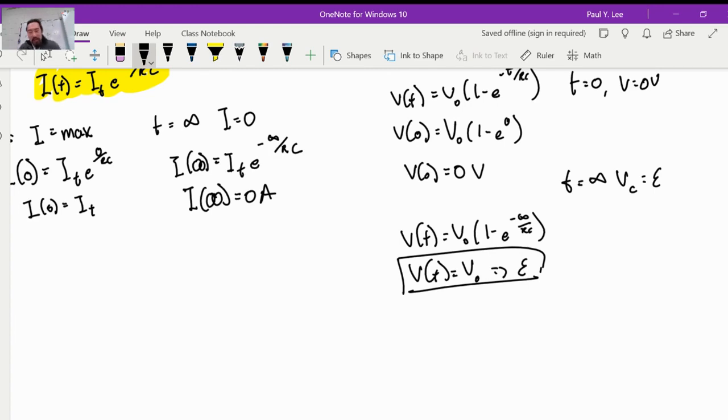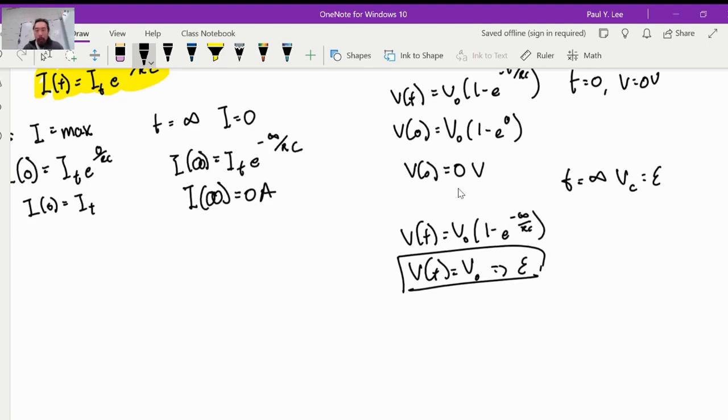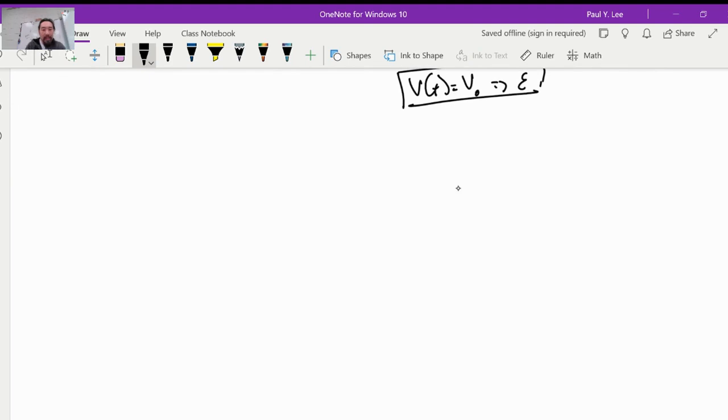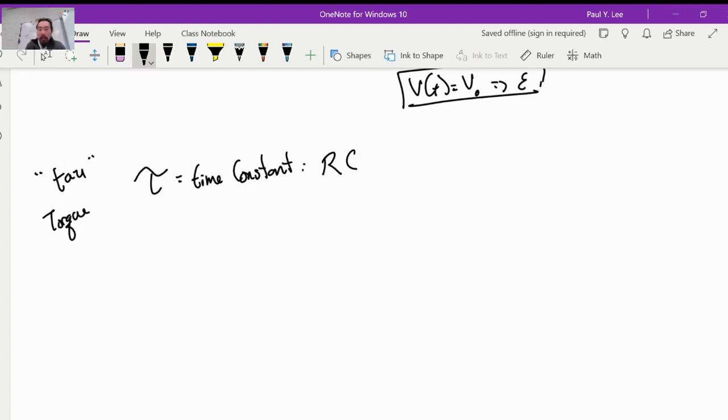We proved it. So we can see what happens to the capacitor at time 0 and time infinity when charging up. Now, the very last thing I'm going to point out is what we call tau. This is the Greek letter tau, T-A-U. This was the same variable that we used for torque, but when it comes to capacitors, we're not talking about torque. We're talking about the time constant. So this is called the time constant, and it is equal to RC, the resistance times the capacitance.